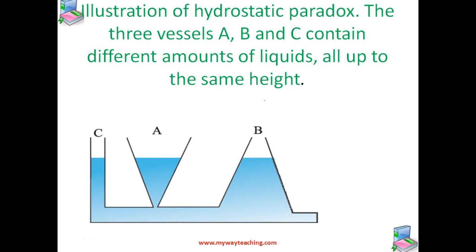What is this hydrostatic paradox? You just see in this illustration. Consider three vessels A, B, C of different shapes. They are connected at the bottom by a horizontal pipe, isn't it? This is the horizontal pipe.